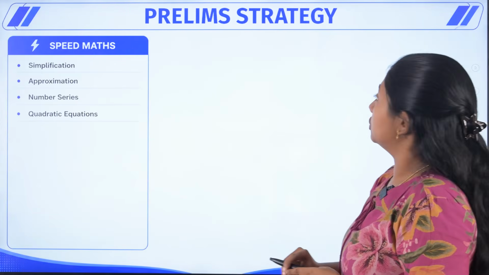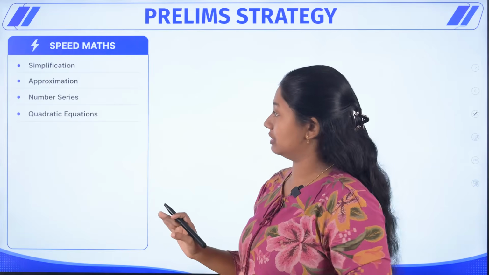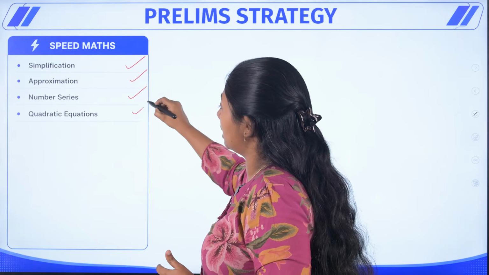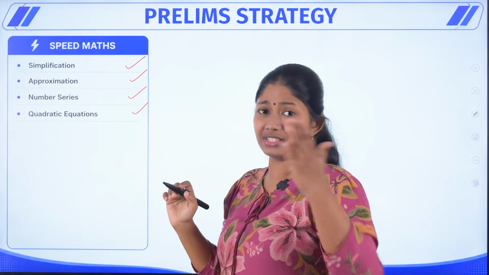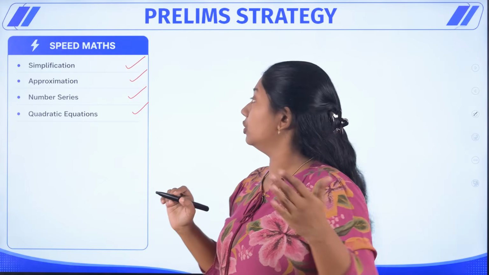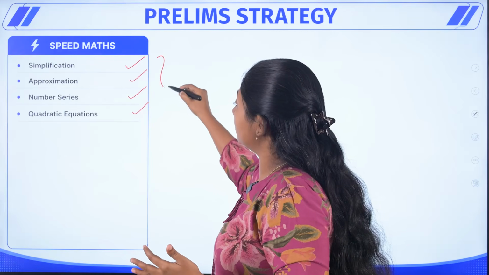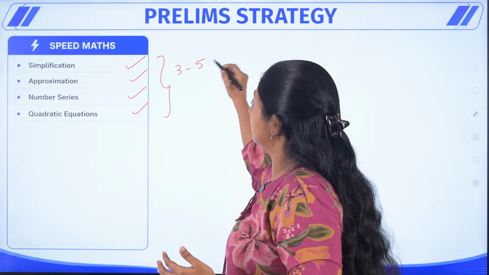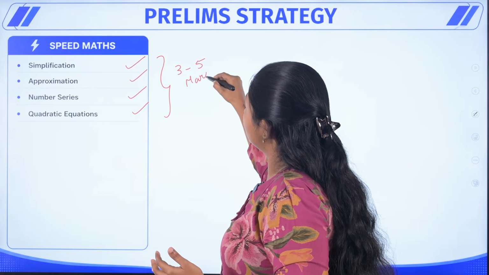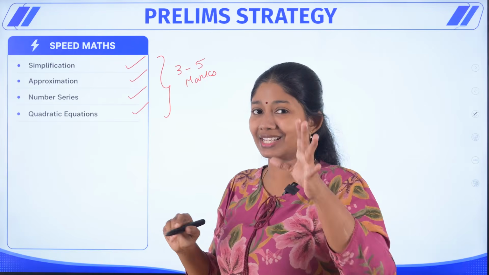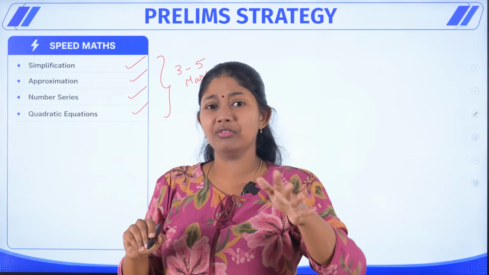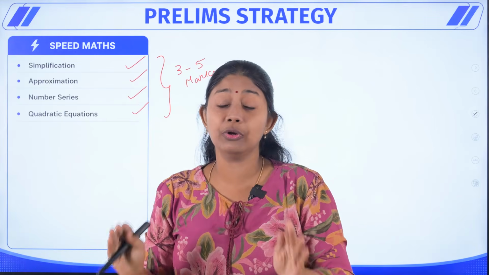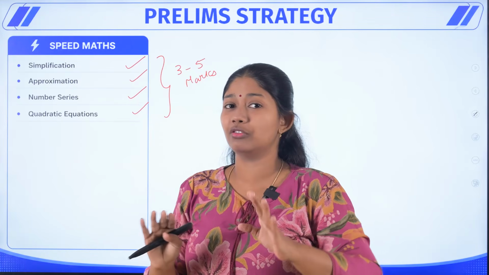So next, moving on to the speed maths. So in speed maths, what we have? Simplification, approximation, number series, quadratic equation. So if you look at the previous year memory based papers, you can see the weightage from these topics is some 3 to 5 marks. That means you can expect maximum of 5 marks and minimum of 3 marks. In this way, the marks has been distributed. This is exclusively for SBI PO level, not for the clerk.